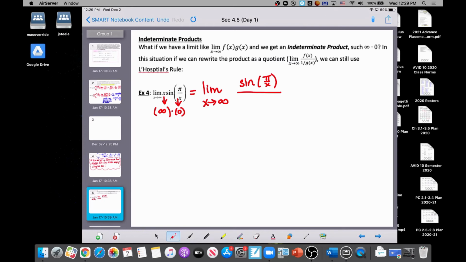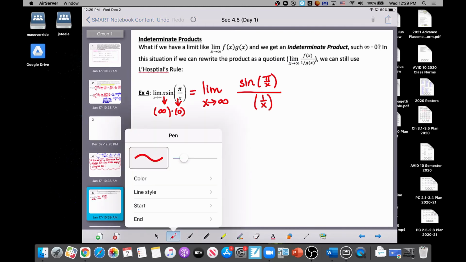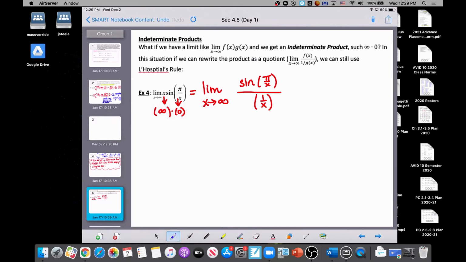But I'm going to rewrite x times that as sine of pi over x divided by 1 over x. So basically, I just did a quick switch flip on it, right? Multiplying by x is the same as dividing by 1 over x. But now, when I do my check, if I were to plug in infinity, pi divided by infinity is 0, so sine of 0 would go to 0. And in the bottom, 1 divided by infinity would go to 0. So now I have a limit of the indeterminate form 0 over 0. So now I can apply L'Hopital's rule.